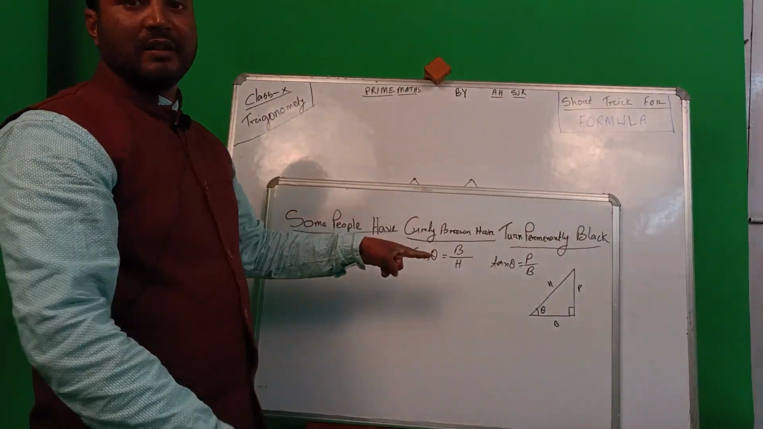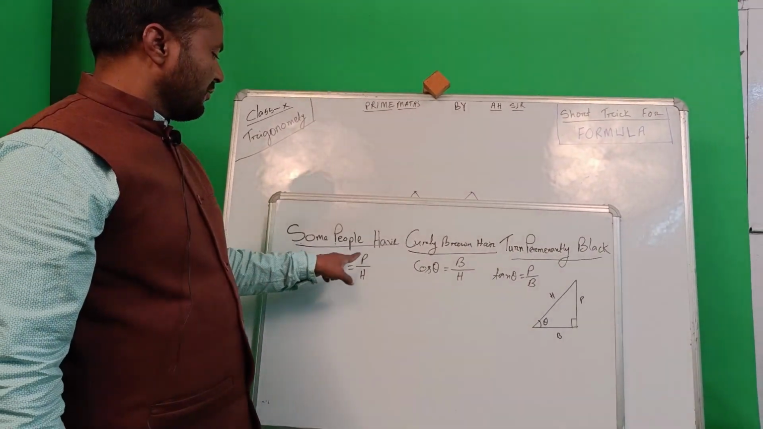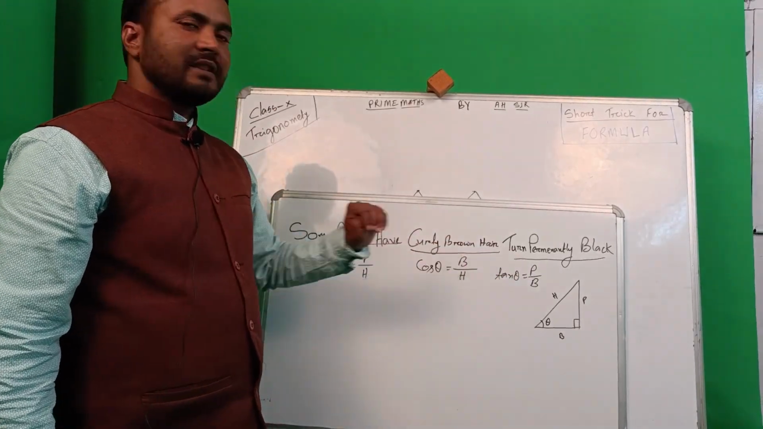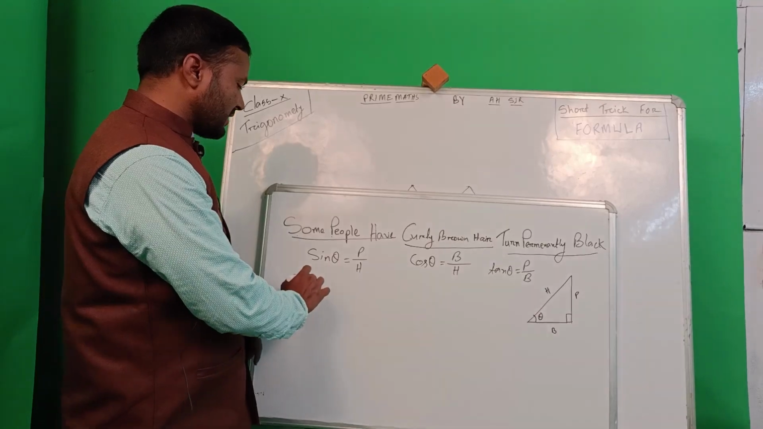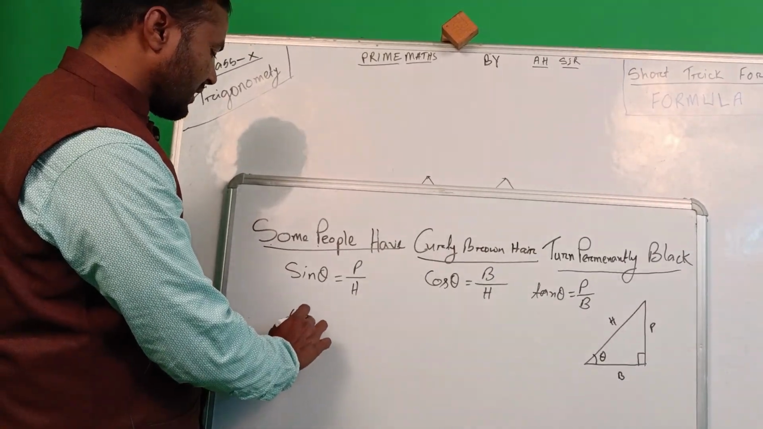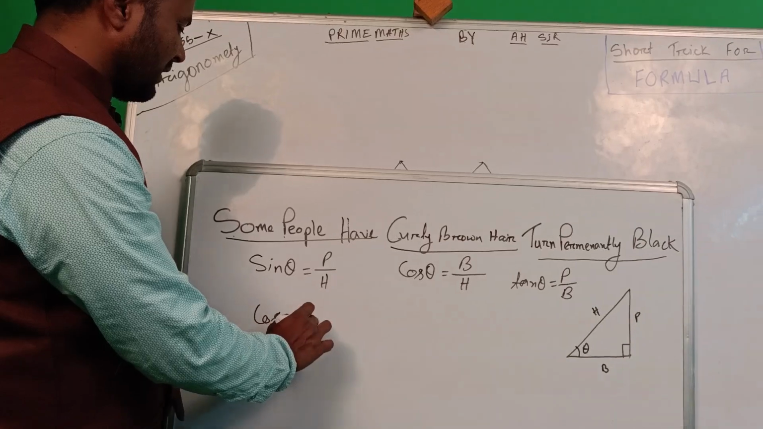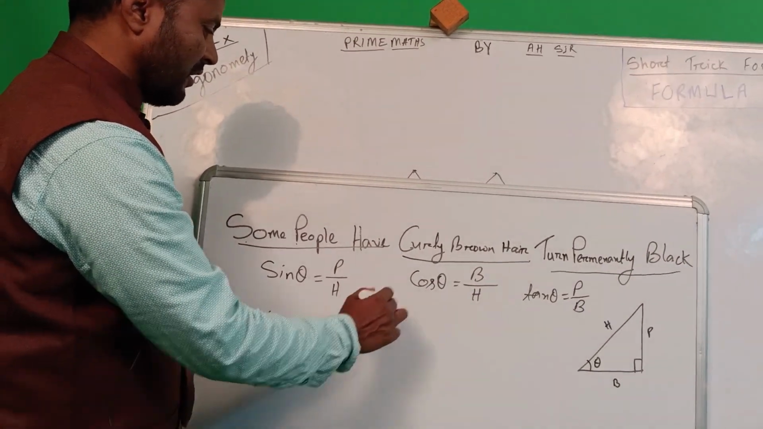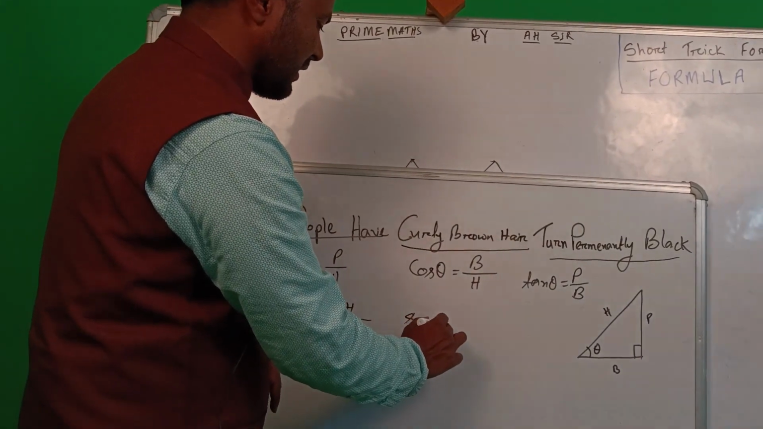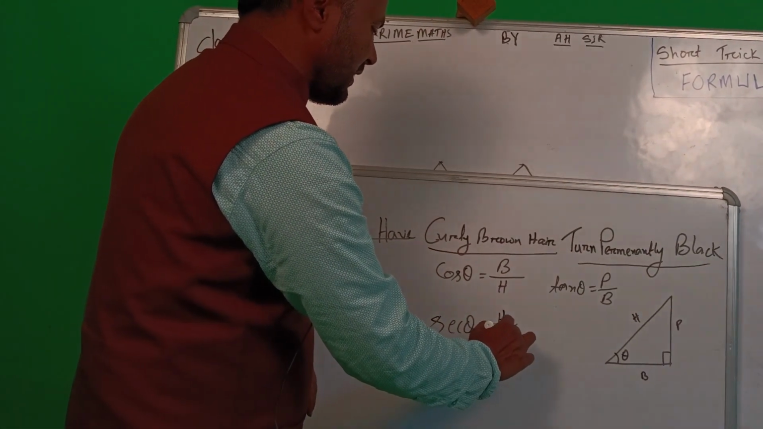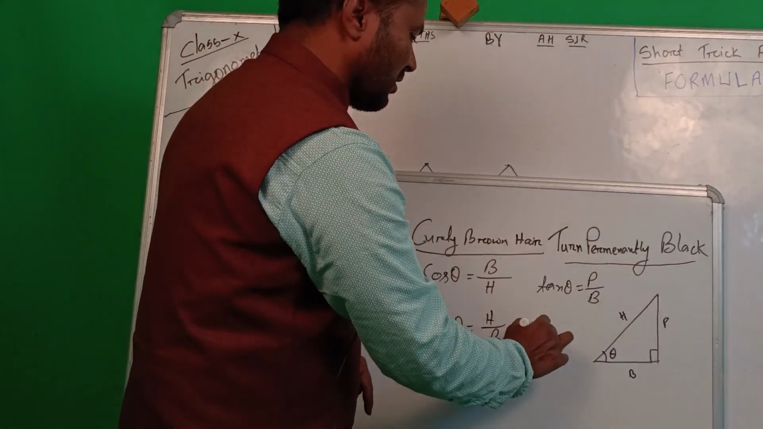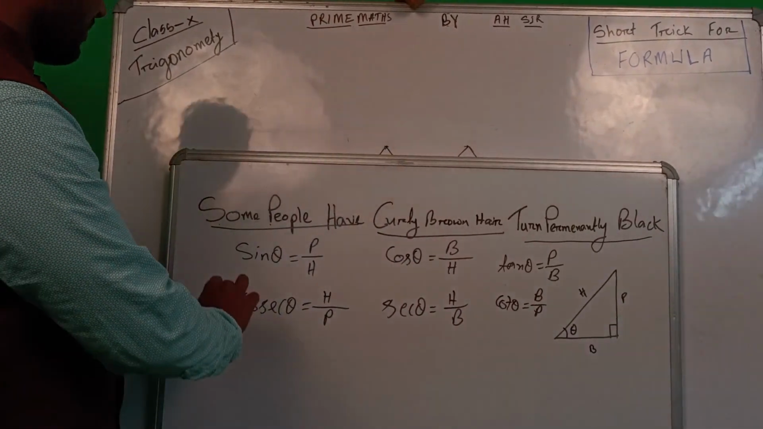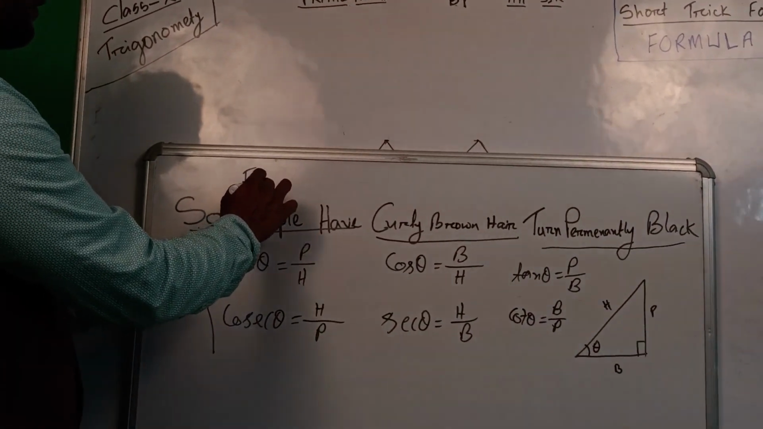This is the fundamental relation in trigonometry: sine theta equal to P by H, cos theta equal to B by H, tan theta equal to P by B. This is the main relation. After that we have the reciprocals. Sine's opposite is cosec, so for this we don't have to remember the sentence, just the opposite of sine: H up, P down. Cos's opposite is sec theta equal to H up, B down. Then tan's opposite is cot theta equal to B by P.